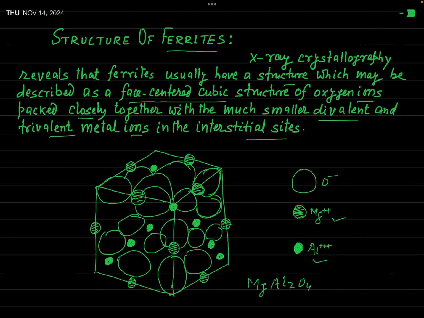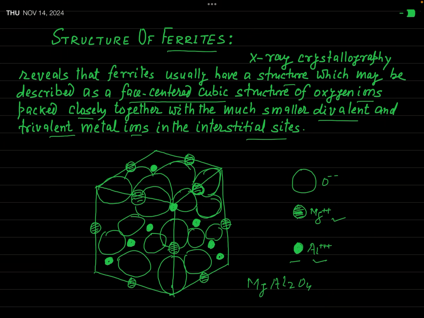And the Al triple plus ions occupy octahedral sites. You can see these small spheres represent the Al triple plus ions, and these are at the positions of octahedral sites. Each of these is surrounded by 6 oxygen ions. We will see later on that this is a normal spinel structure.